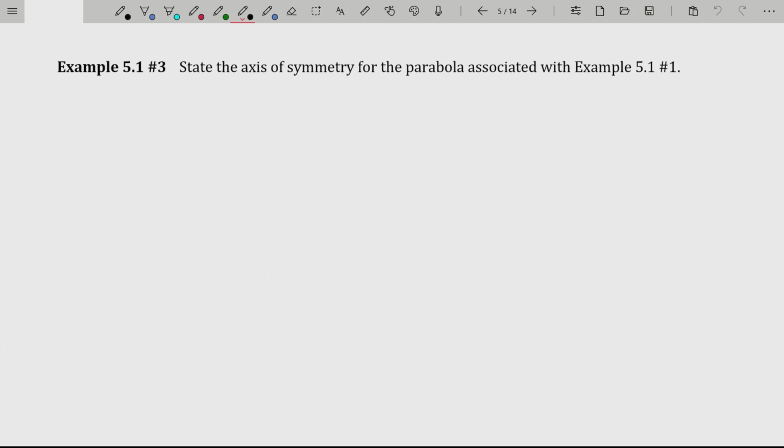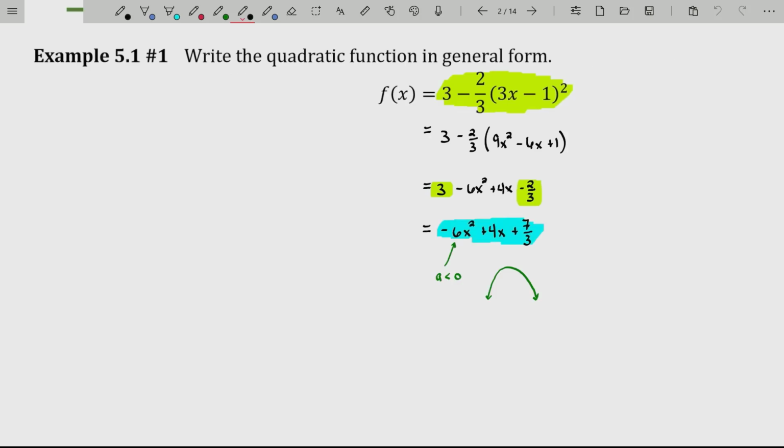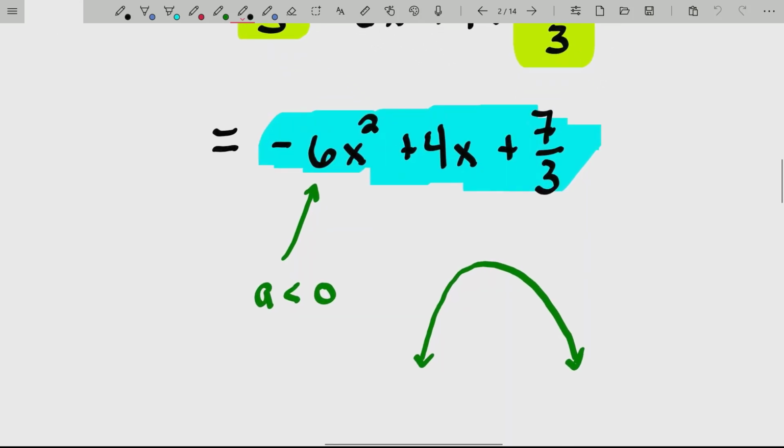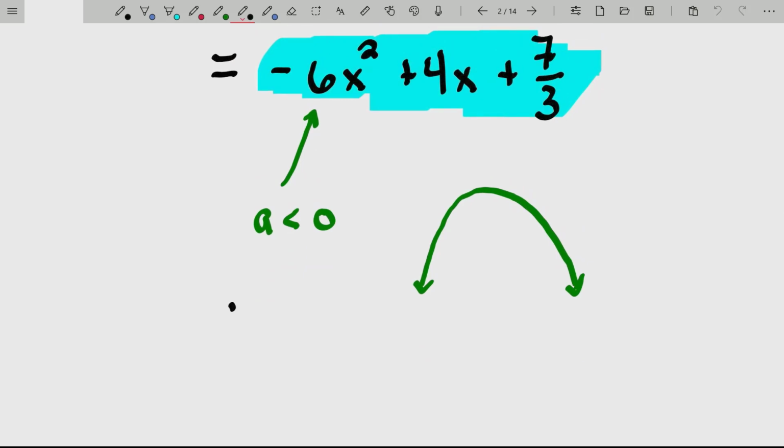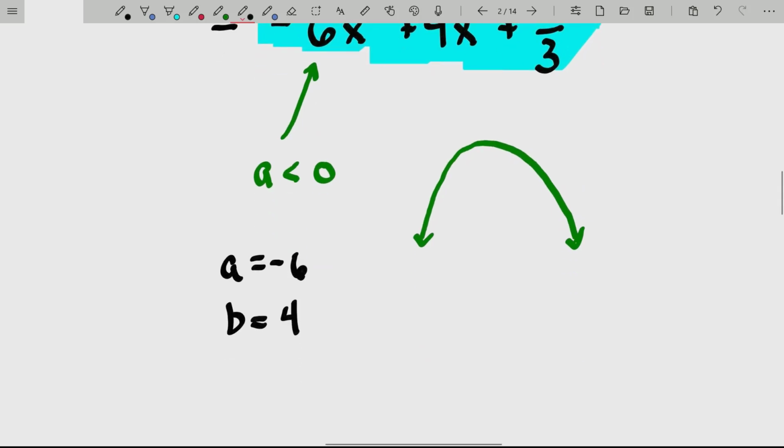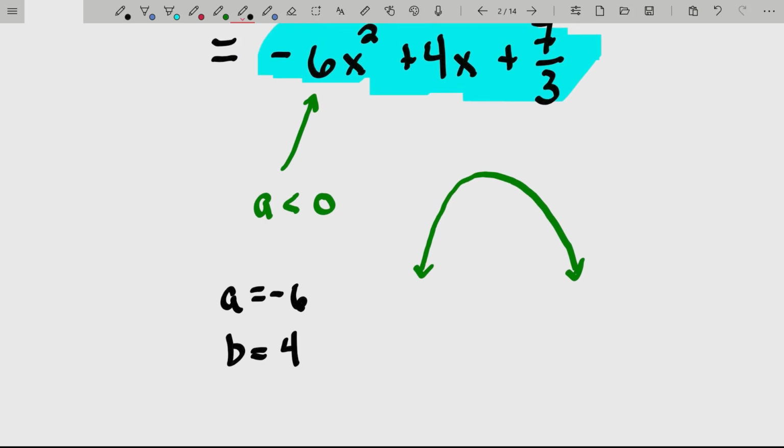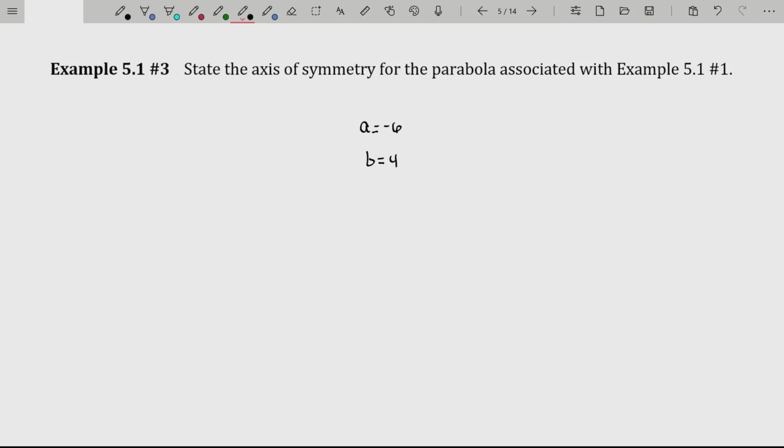So let's go ahead and state the axis of symmetry for the parabola in our very first example. Well, here's that very first example. If you look at our quadratic function written in general form, we have that a is equal to negative 6, b is equal to 4, and nobody really cares about c right now because all I'm worried about is where the axis of symmetry is. So if a is negative 6 and b is 4, let's go ahead and answer that question.